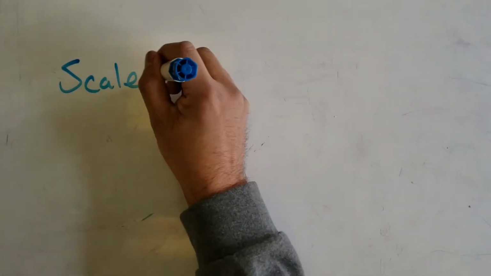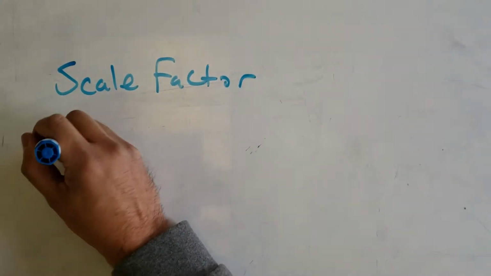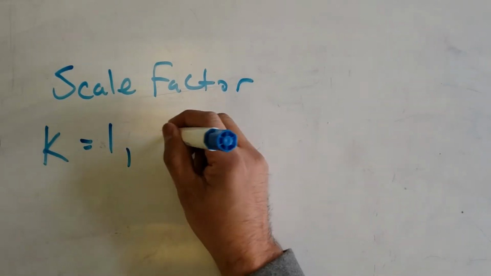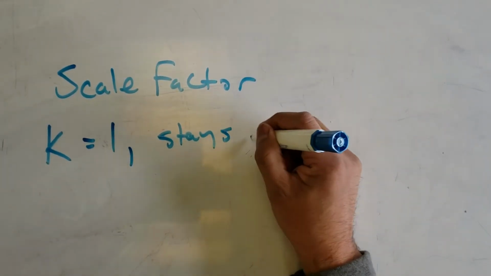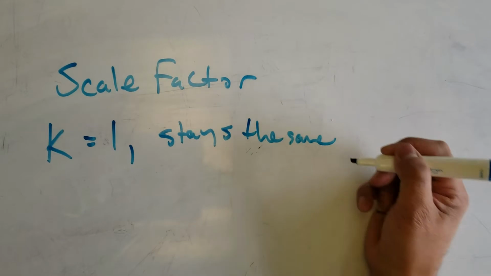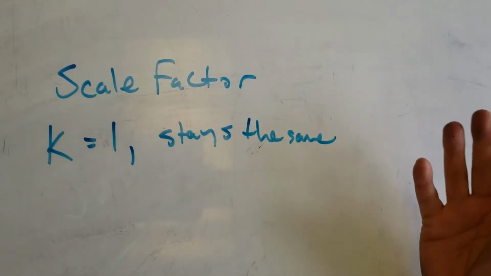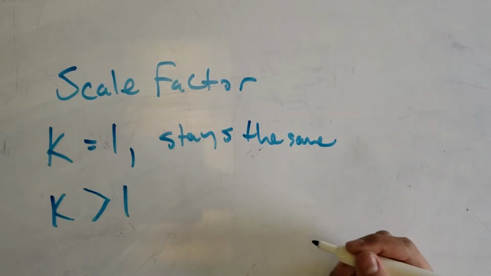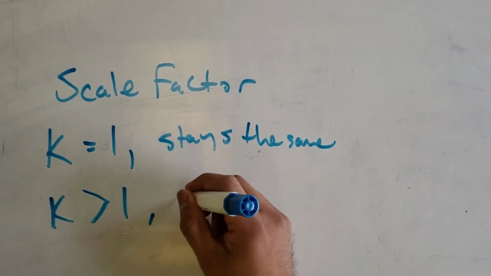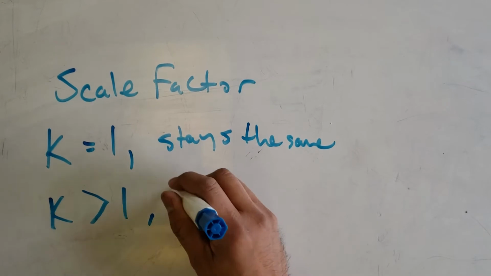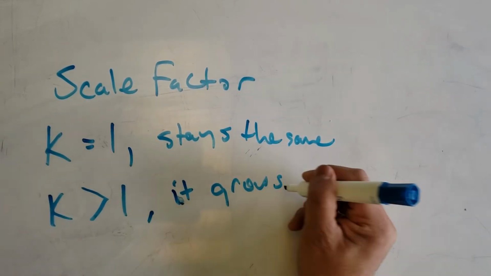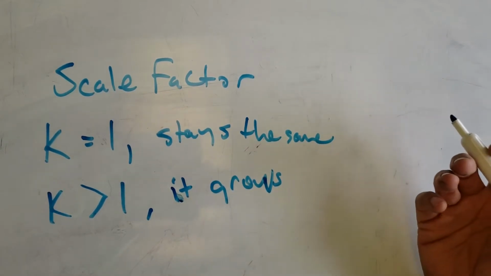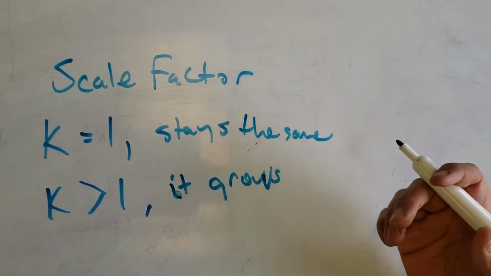There we go. Okay, so scale factor is always going to be the letter K. And I told you yesterday that if your scale factor is 1, it stays the same. Nothing happens. It stays the same exact shape. It's like not putting drops in your eyes. Okay? If your scale factor is more than 1, it grows. But remember, the shape stays exactly the same. It just gets bigger. Everything stays the same. It just stays bigger.